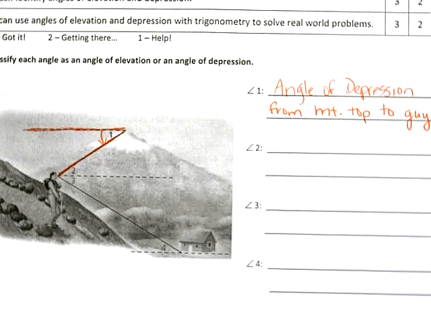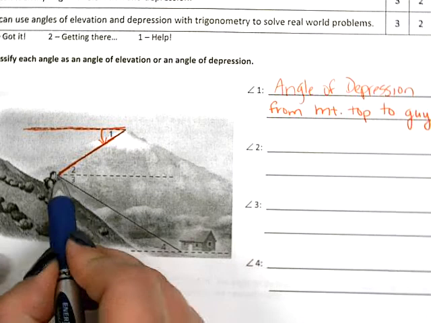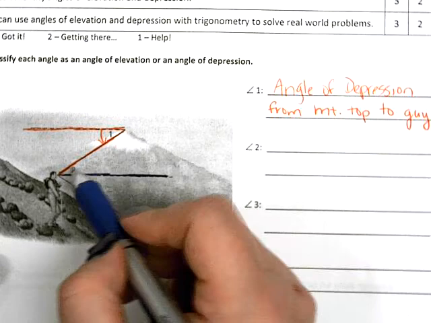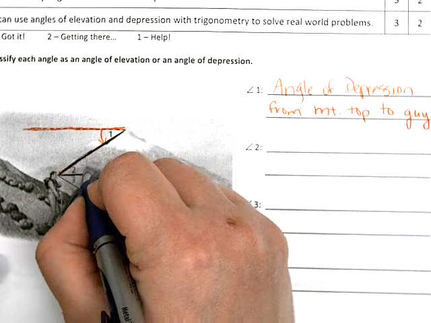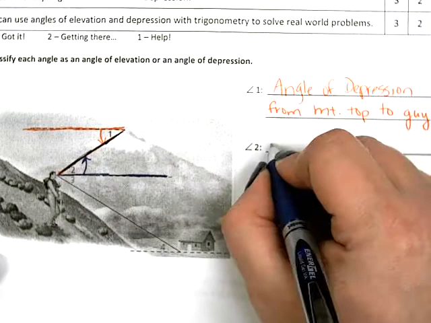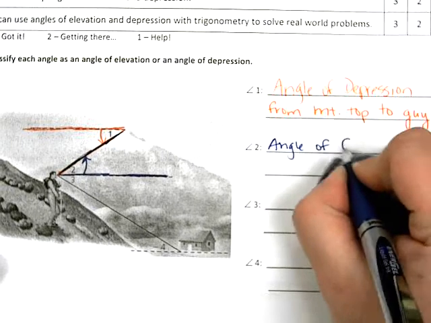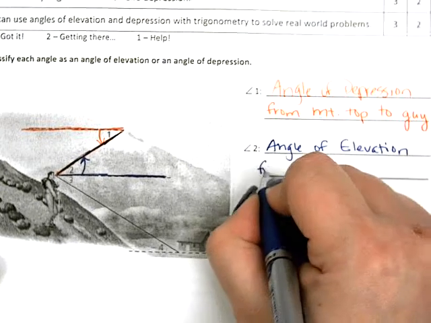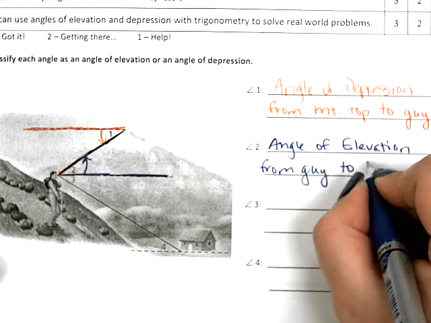Then if we're looking at angle 2, here's the horizontal from angle 2. We're actually going to use that same line going up, which means angle 2 is the angle of elevation from that guy, from the hiker, to the top of the mountain.